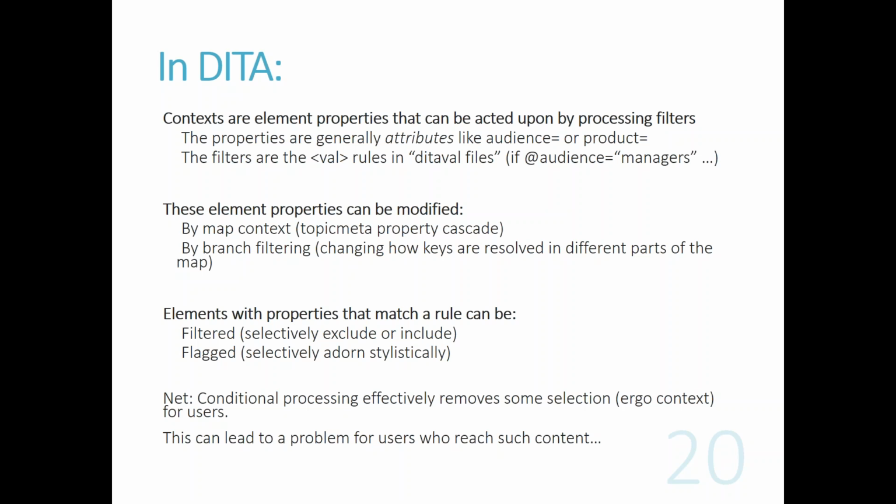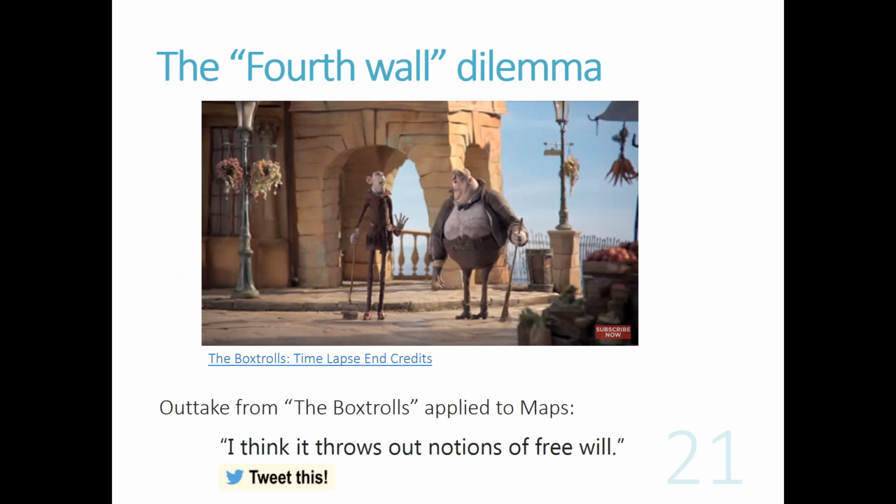So the net of this page is that conditional processing effectively removes some selection from the user, and therefore it's removing context from them. And because of that, in a typical built environment, this leads to a problem for users who find themselves by search or whatever mechanism in the middle of such content. And that's what I call the fourth wall dilemma.